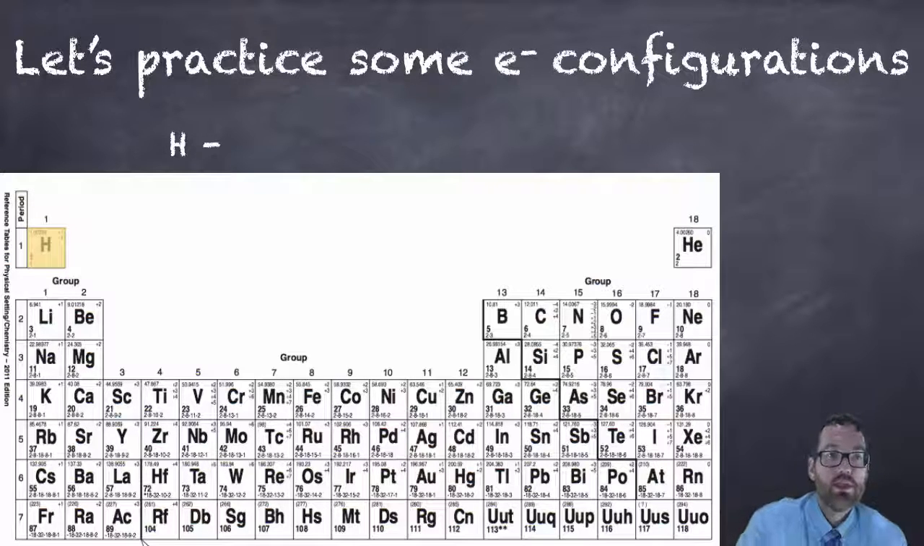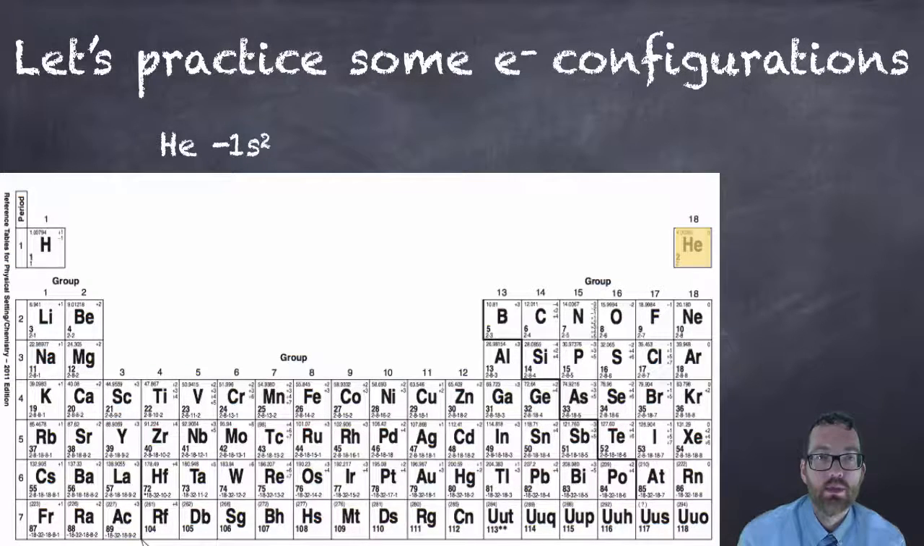So hydrogen is in period 1, so we would write 1. It is in the s block, so we'd write s, and it has 1 electron, and that electron is in the s sublevel, so it would be 1. So the electron configuration would be 1s1. Okay, if we were going to do helium, also in the first period, so it gets a 1. Helium is part of the s block, so we write s, and it has 2 electrons, so we write a little 2 there.